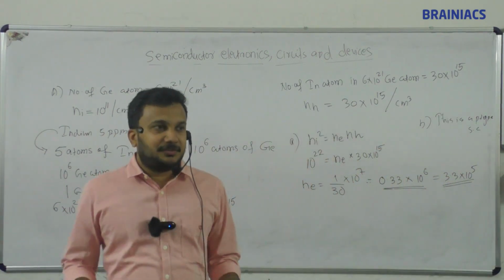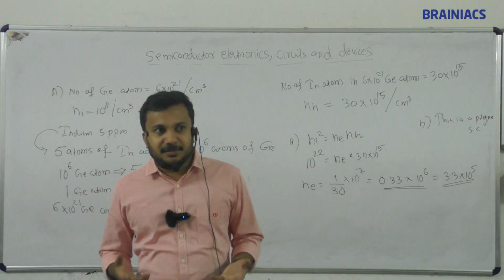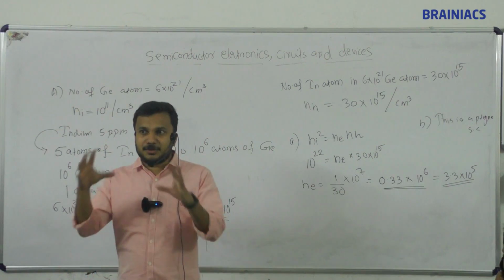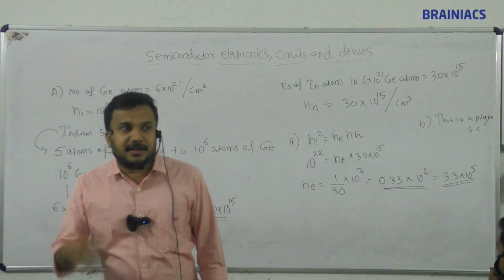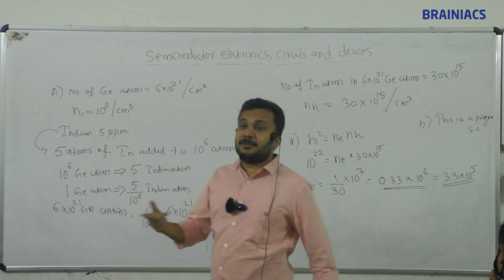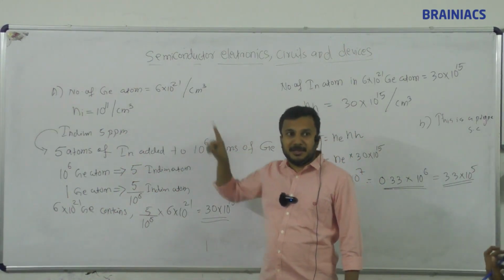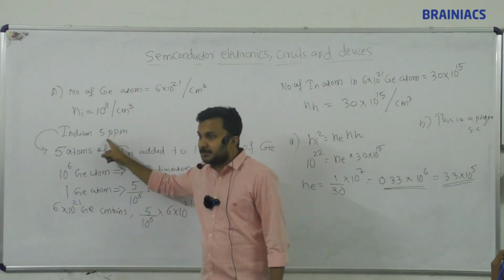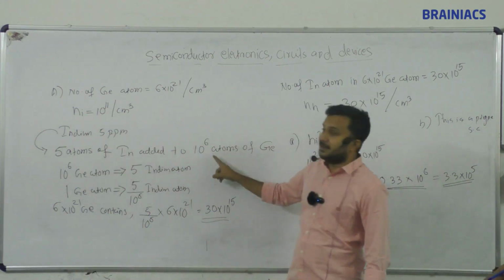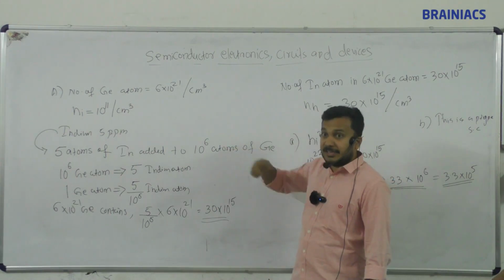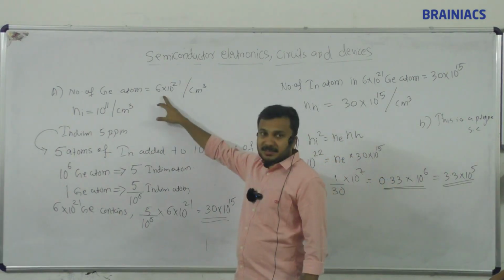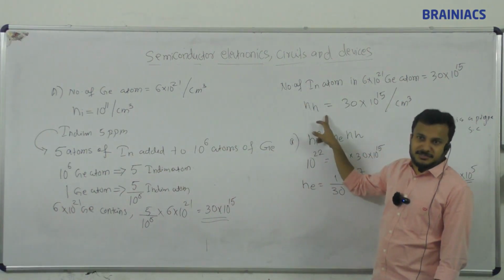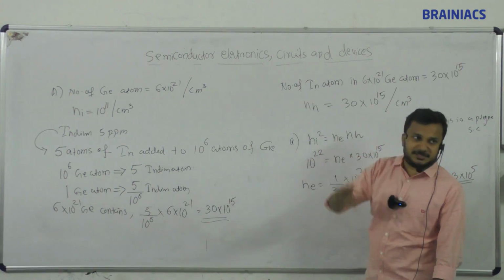In the previous question, the complete concentration of phosphorus was given, correct? So directly we have taken Nd is equal to Ne. But here we cannot take 5 parts per million directly as NH. Why? Because 5 parts per million means 5 atoms are present in 10 power 6. We need to know how many atoms are present in 6 into 10 power 21. That we have to find extra here, then we get NH. Then from here it is similar to the previous question.